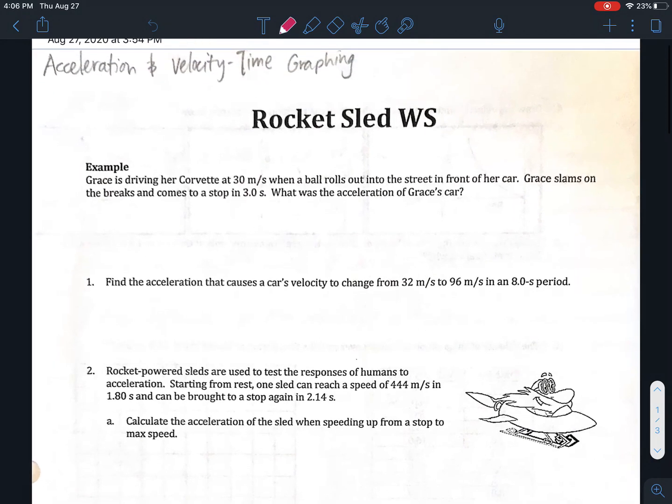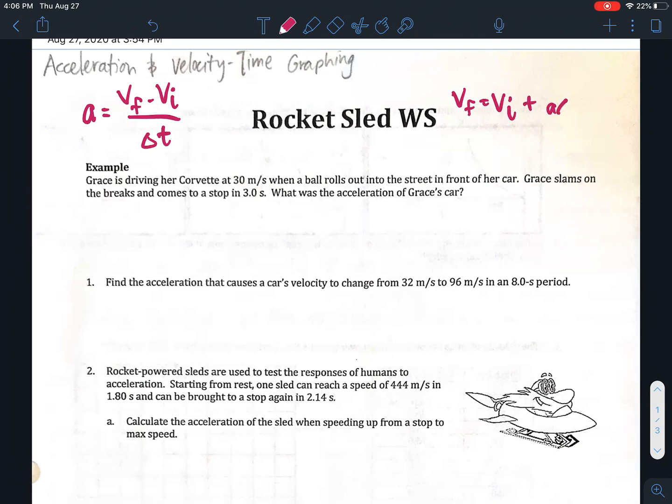Hi guys, this is homework help for the average acceleration and velocity time graphing problems, aka the rocket sled worksheet. The equations that will be helpful for this one are the average acceleration equation, a equals final velocity minus initial velocity over time, and its other form, final velocity equals initial velocity plus acceleration times time.